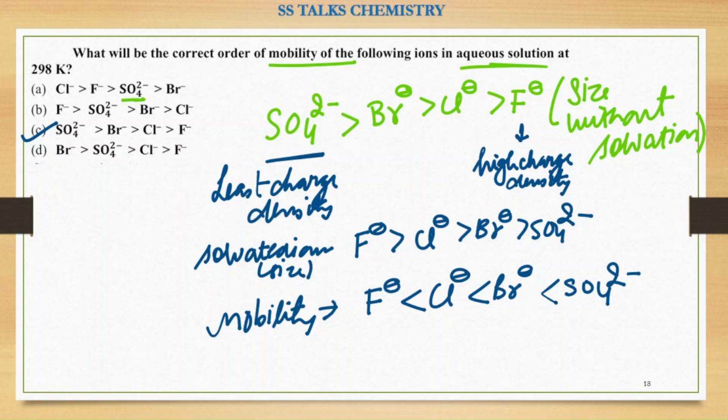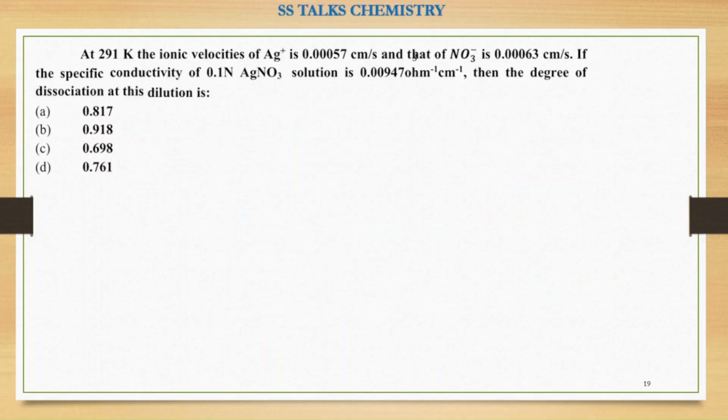Moving on to the next one, we have this question. It says at 291 Kelvin the ionic velocity of Ag positive is this much and that of the nitrate ion is this much, in centimeter per second.